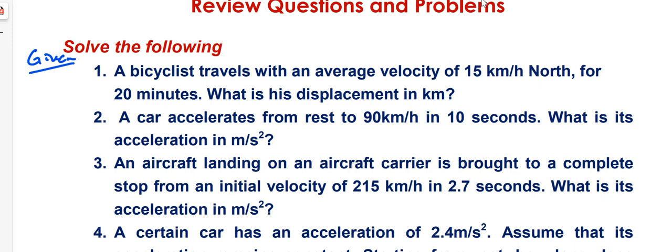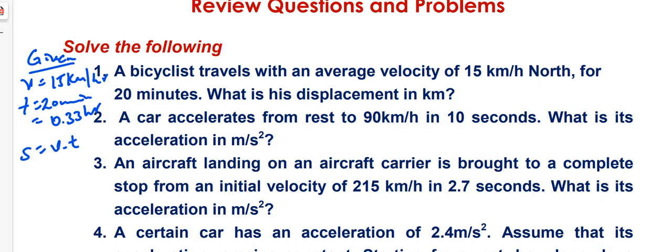Given velocity is equal to 15 kilometer per hour and time is 20 minutes. 20 minutes should be changed into hours because it says kilometer per hour. Therefore this is equal to 0.33 hour. Displacement can be calculated: S equals V times T, 15 times 0.33, which is about 4.99 kilometer.